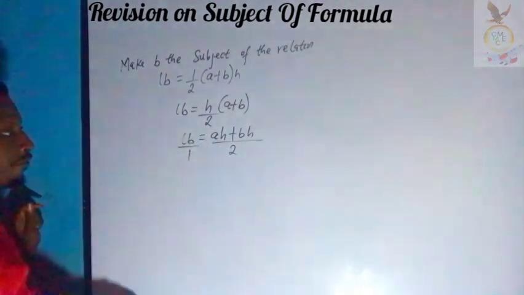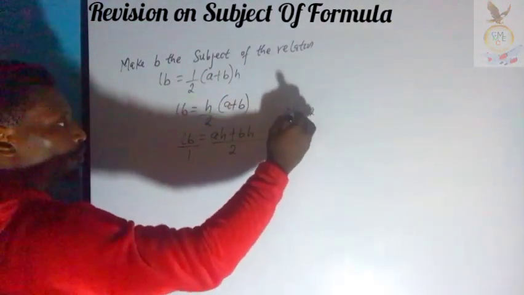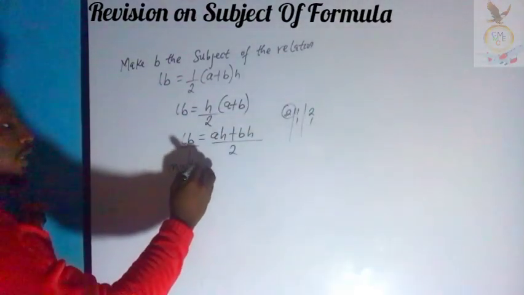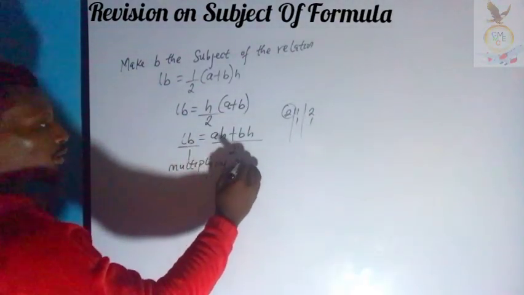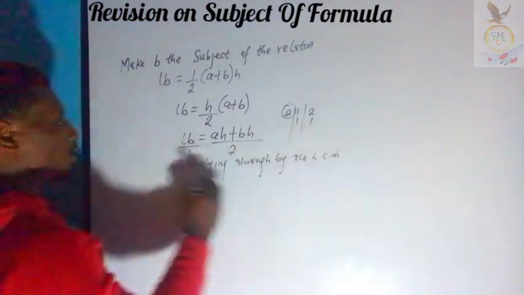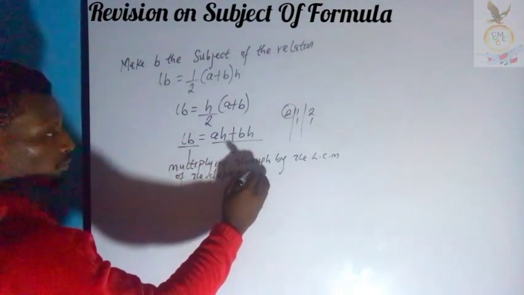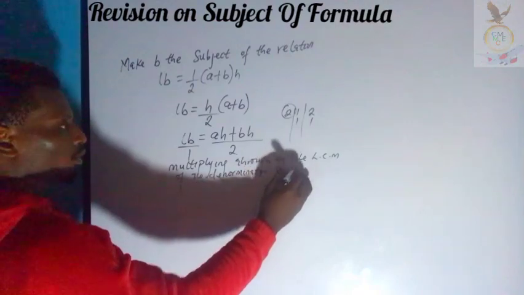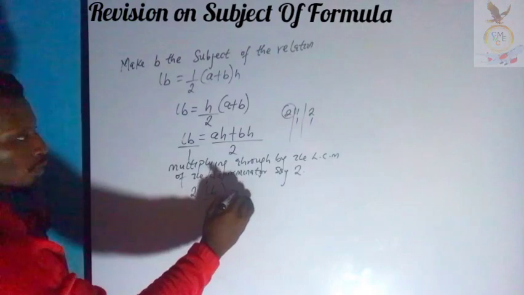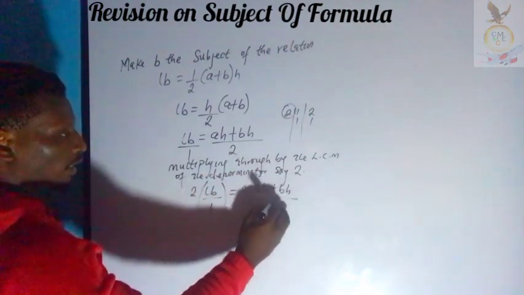I'm giving over 1, finding the LCM of 1 and 2, that is the LCM of the denominator. After that, I'm going to multiply through by the LCM of the denominator, say 2. So 2 times nB over 1 is equal to 2 times (ah plus bh) divided by 2.